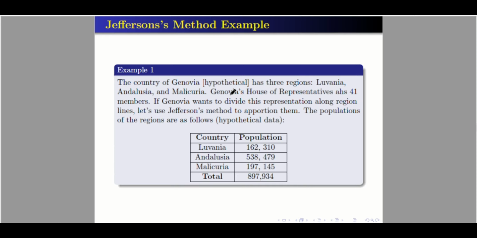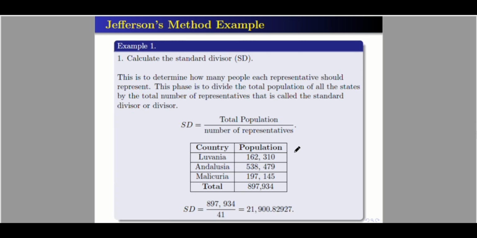So again, we'll have this example from our previous videos. We have 41 representatives for the house for Henovia, and then we have 3 regions. So we have this table for the population. As a review, the first step is to find the standard divisor. The standard divisor is the total population divided by the number of things to be divided, which is 41.